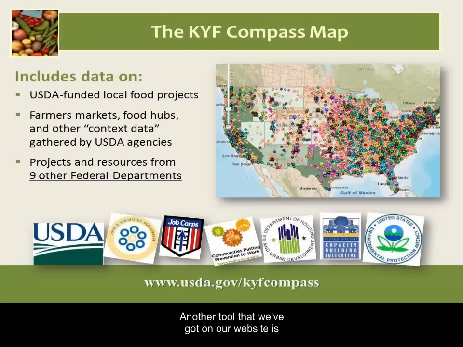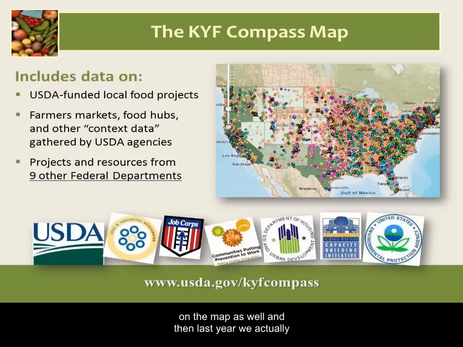Another tool that we've got on our website is called the Compass Map, and this was where we went out and looked at those 30 or so grant and loan programs that we have here at USDA, and we mapped investments through those programs since 2009 across the country. And then we added other data like the locations of farmers markets and food hubs and other things that we gather here as a department, even though we're not necessarily giving money to all of those things. That's all on the map as well.